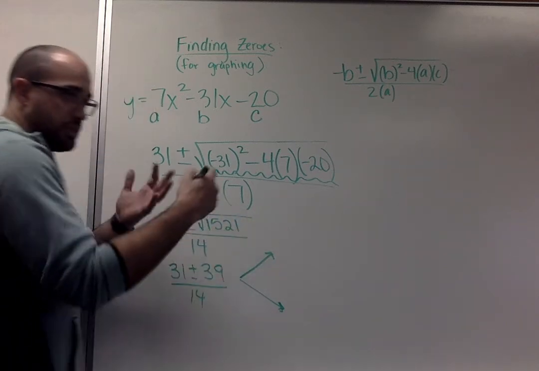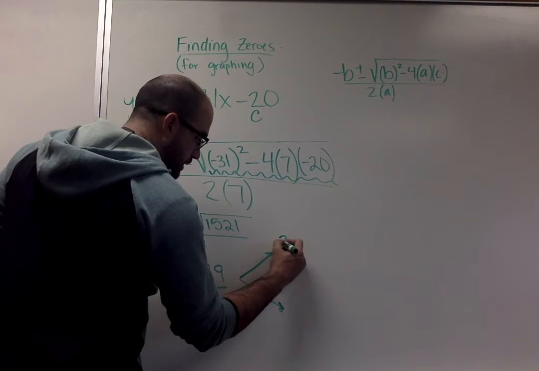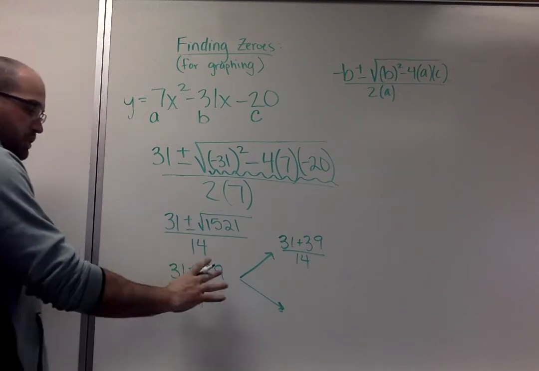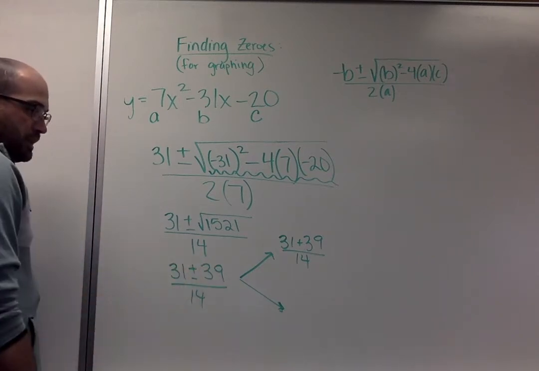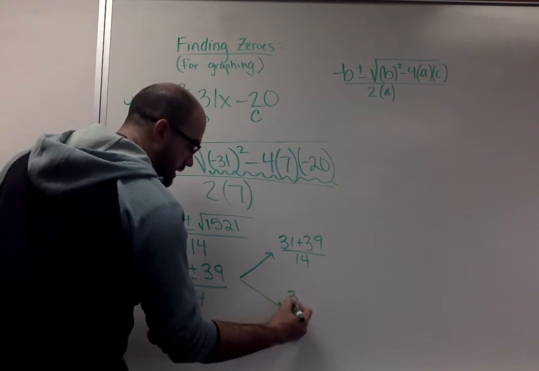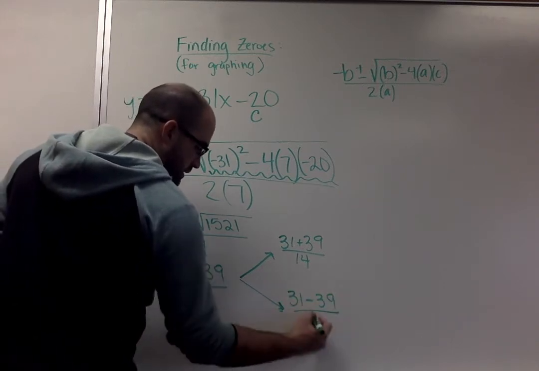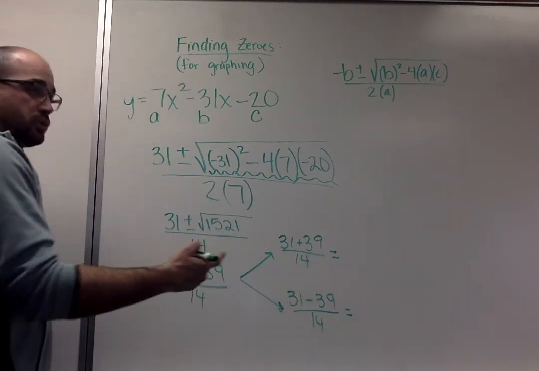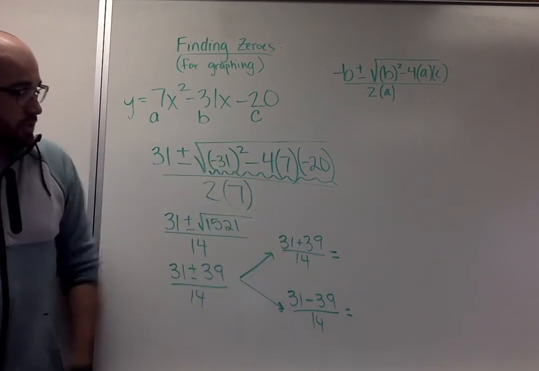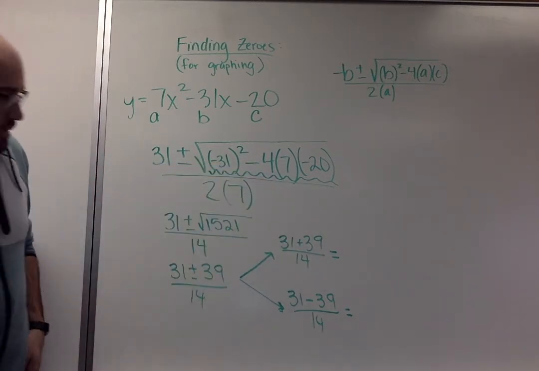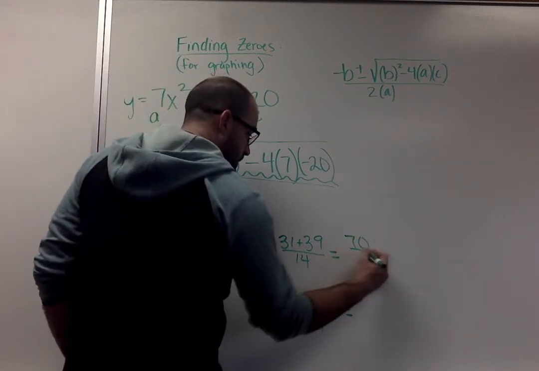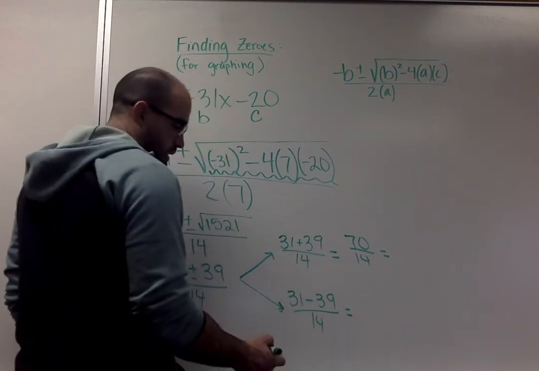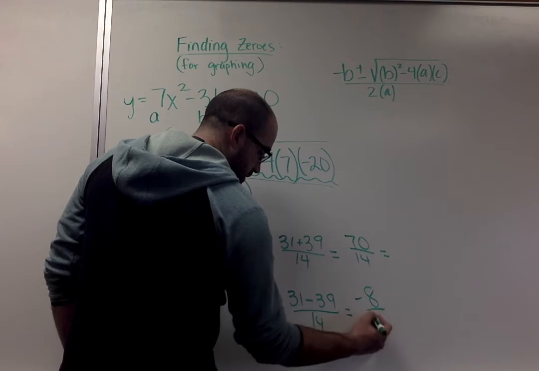So my top part, just because it's the top, I always do the plus on the top. 31 plus 39 over 14. Again, nothing has changed. All 3 numbers are there. I'm just using the plus sign. Now in the second one, I'm going to do the exact same thing, but have a minus for that part. Okay? So then, I'm going to solve. When I solve this, I'm doing the top part first. So I'm going to do 31 plus 39, which is going to get me 70 over 14. On the bottom, 31 minus 39, which will get me negative 8 over 14.